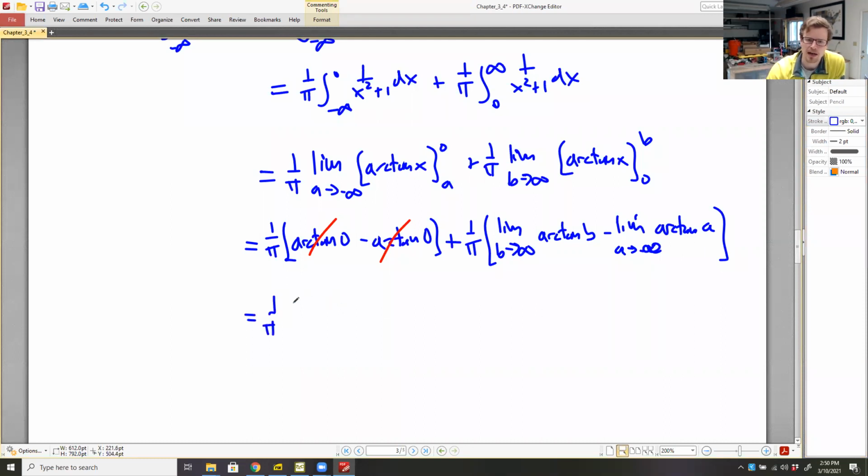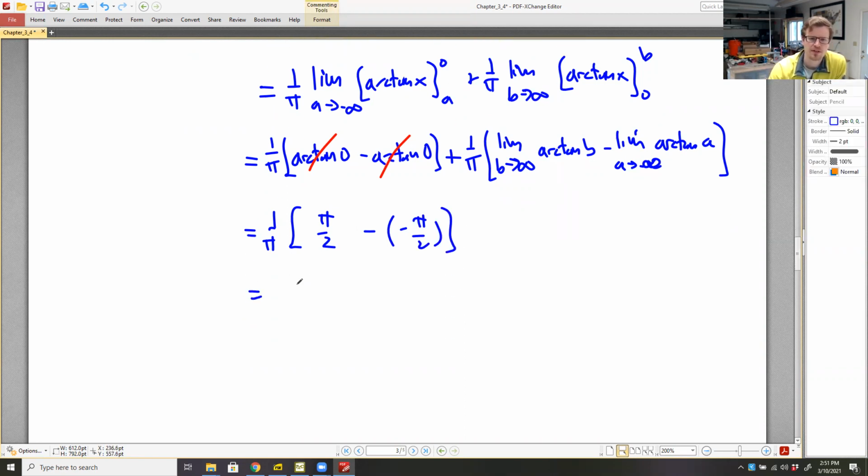So we still have 1 over pi, and then the limit as b goes to infinity of arctangent is pi over 2. And the limit as a goes to negative infinity of the arctangent of a is negative pi over 2. So minus negative pi over 2. And what we're left with is 1 over pi times pi over 2 plus pi over 2 is pi. Pi's cancel out to leave us with just 1. Yes! Excellent. So the integral over the entire real line is in fact just 1.